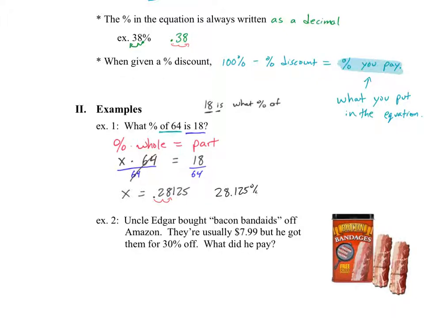And you could round that to 28% if you wanted to, but you always end up moving that decimal point. When you put a percent in the problem, or when you get a percent out of the problem, you have to move that decimal point back again. All right, number 2, example 2.